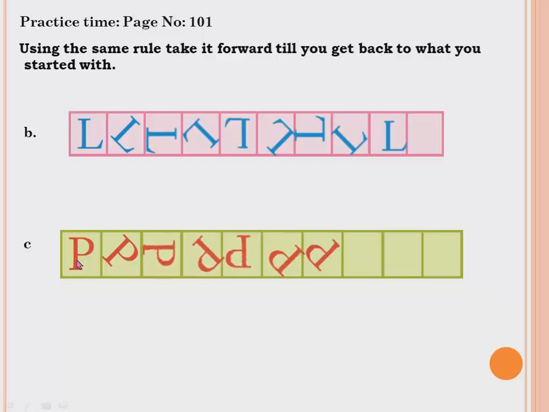Next is this. The next it will be the sleeping position, and next it will be slanting, and then we will get the exact one which we have started with.